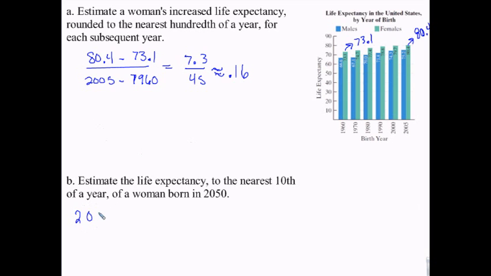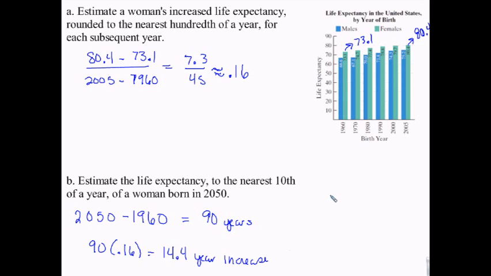So if I take somebody in 2050 that's female, how many years? That's 90 years from then? Yep. And then I take that 90 and I multiply it by 0.16. That's going to give me 14 years of increase. And I take that 73.1 and I add 14.4 to it, and I'm going to get 87.5. So 87.5 is your average life expectancy for a woman in 2050 if this trend continues.